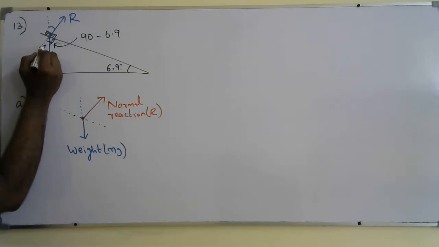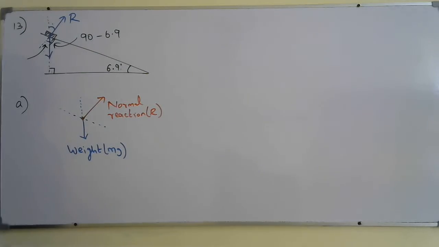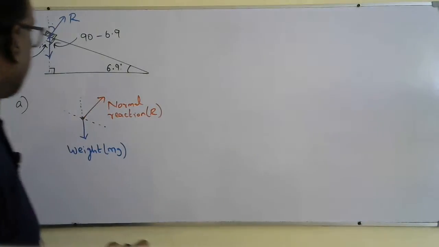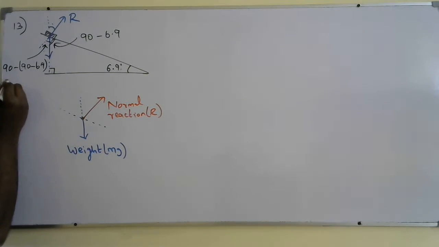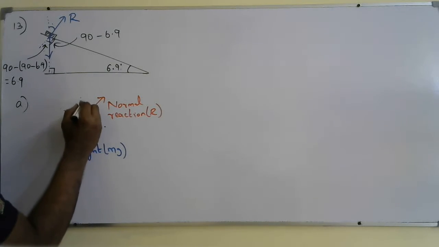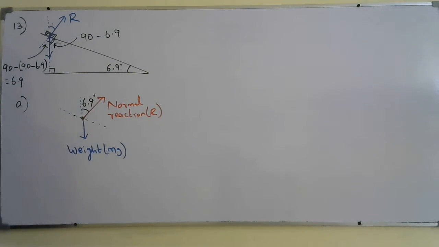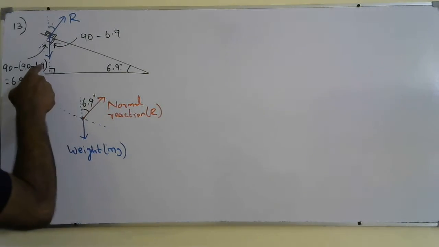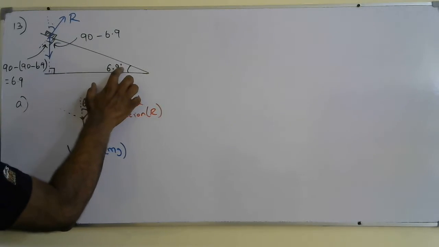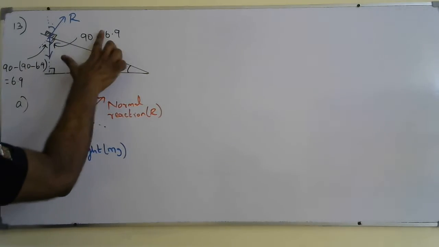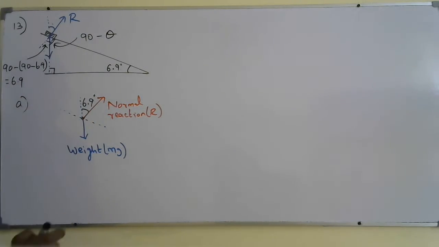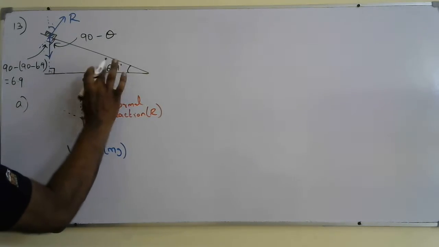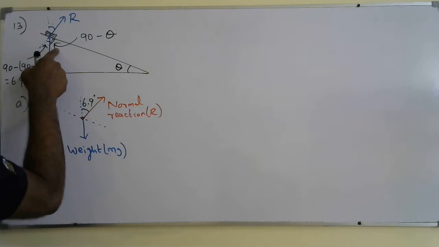This angle and this angle are opposite angles, so they will be the same. So this angle will be 90 minus (90 minus 6.9), which is 6.9. So remember this angle is 6.9 degrees. I hope you understood. In this right angle triangle, even if they call this theta, this is 90, so this will be 90 minus theta. Remember that, 90 minus theta, because the total of the angles is 180. This is 90, so this is theta.